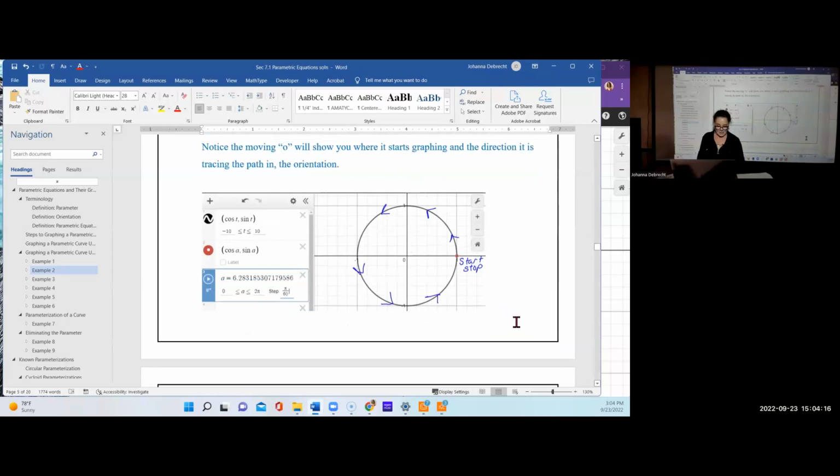All right, so this is basically what we're doing. We're getting the orientation where it's both starting and stopping at 1, 0, traveling in a counterclockwise circular motion and coming back to where it started.